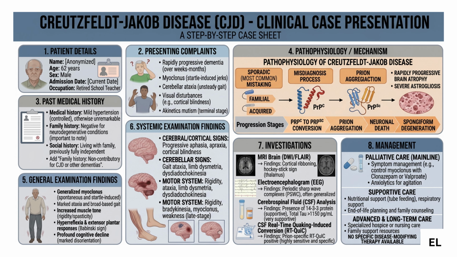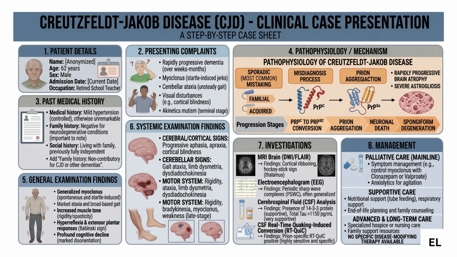Another diagnostic test is electroencephalography, or EEG. EEG in CJD often demonstrates periodic sharp wave complexes, which are abnormal electrical patterns that occur at regular intervals. Analysis of cerebrospinal fluid, obtained through lumbar puncture, may reveal specific biomarkers. One commonly detected marker is 14-3-3 protein, which indicates rapid neuronal damage. Elevated levels of tau protein in cerebrospinal fluid also support the diagnosis of CJD.